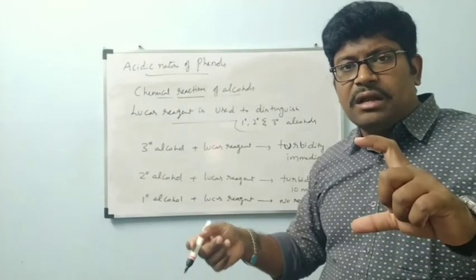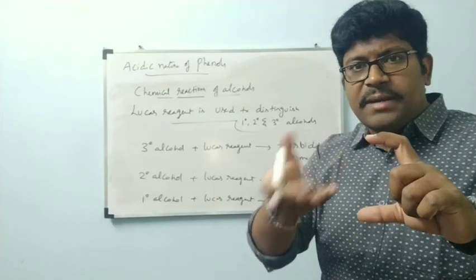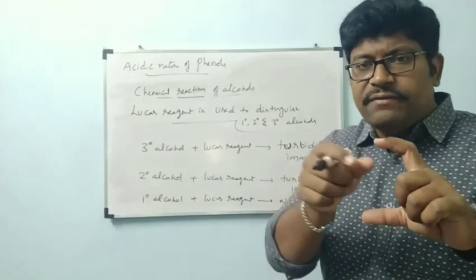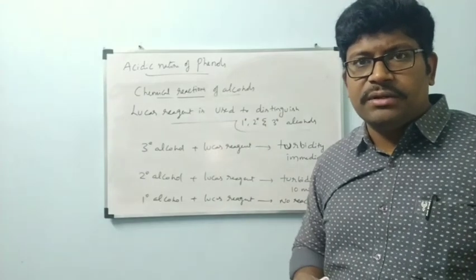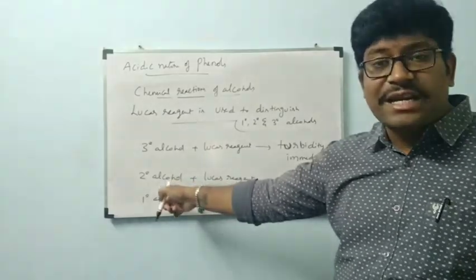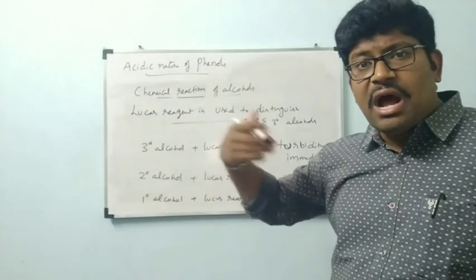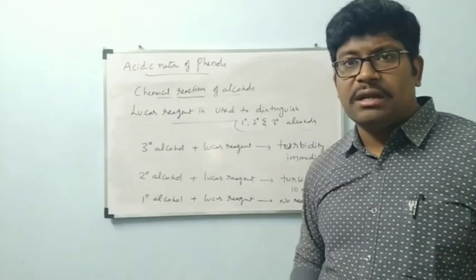To the given alcohol, Lucas reagent is added and immediately we did not get turbidity. Then we keep the test tube in the test tube holder. After 10 minutes we observe turbidity is formed. Then that is called secondary alcohol. If even after 10 to 15 minutes turbidity is not formed, that is called primary alcohol.